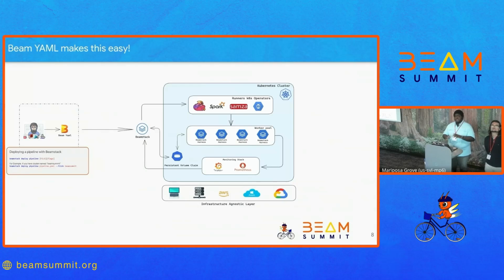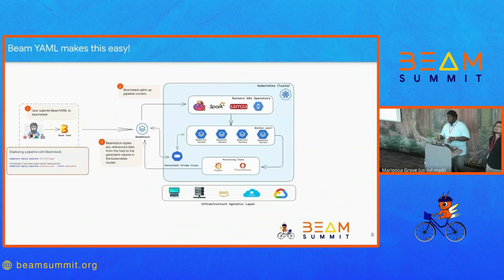Essentially, this is the big overview, the big picture of how exactly BeamStack looks with the infrastructure-agnostic layer and the whole diagram. So the beginning of the flow starts with a user submitting the BeamYAML file to BeamStack, right? And over there on the screen, it says BeamStack deploy pipeline. You specify the file you want to deploy, and then BeamStack receives the BeamYAML. And what it does is it spins up pipeline runners, your API runners. If you specify Flink or Samza, it chooses that for you.